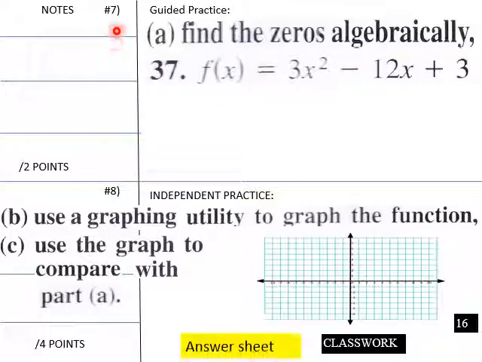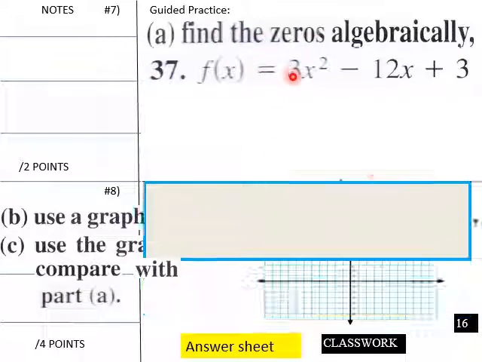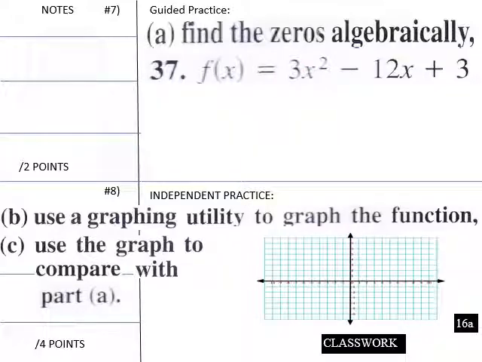Okay, so guided practice. A, find zeros algebraically. B, use a graphing utility. And C, use the graph to compare with part A. So we're going to solve algebraically first, and then we're going to use the graph to check our algebra. So here's our solution box.